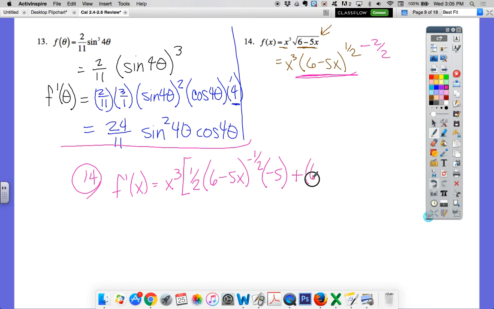So I've got to have 6 minus 5x to the 1/2 power, and then you got to do the derivative of your first term. So the derivative of the first term was 3x squared. Okay. I forgot to, there we go, close that off. Looks much better now. So we need to clean up this first term.